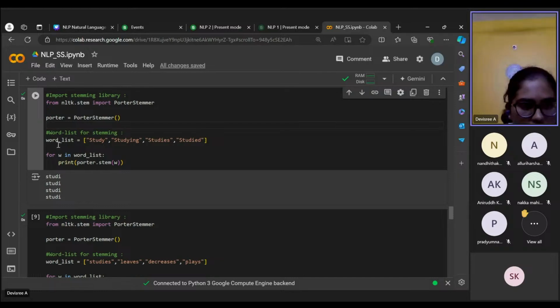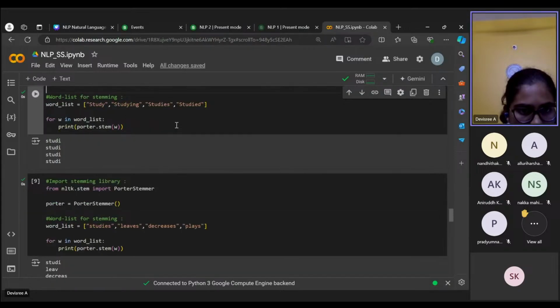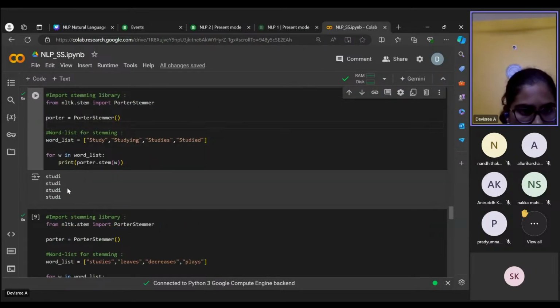So this is the word list. Let's say these are the words: study, studying, study, studied. We want to find their stemmed form. So for each word in this list, if we perform porter.stem, we get these words, for example STUDI. That's what it does. So this is the stemming process.